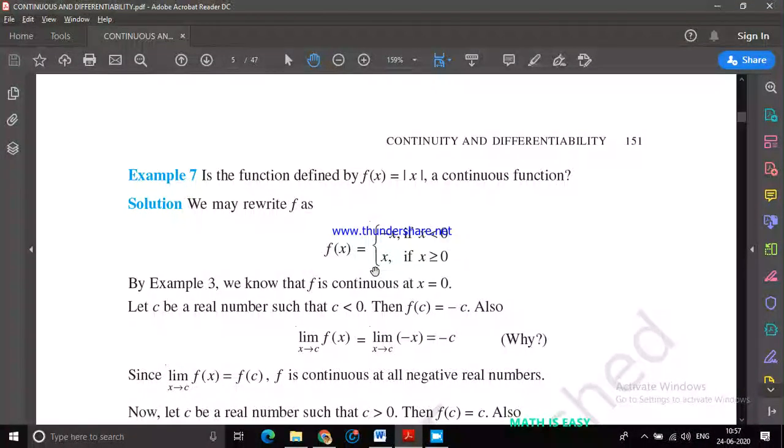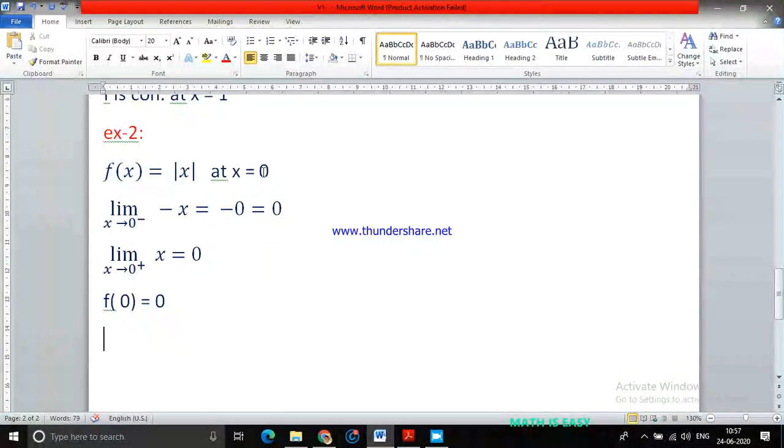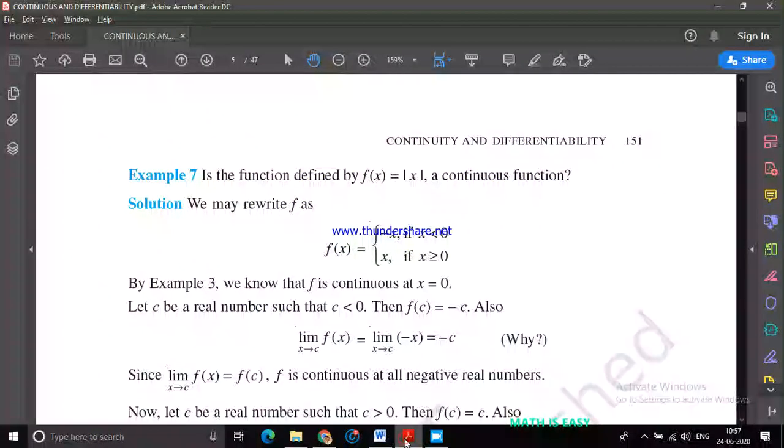Okay. In example 3, I discussed whether f of x equals mod x is continuous at x equals 0 or not. That's what I proved here, right? Mod x at x equals 0, I checked it is continuous at a particular point. Now in this example 7, they ask whether mod x is a continuous function for every real number. So you take any real number, is the function going to be continuous or not? Yes, mod x function is always continuous.